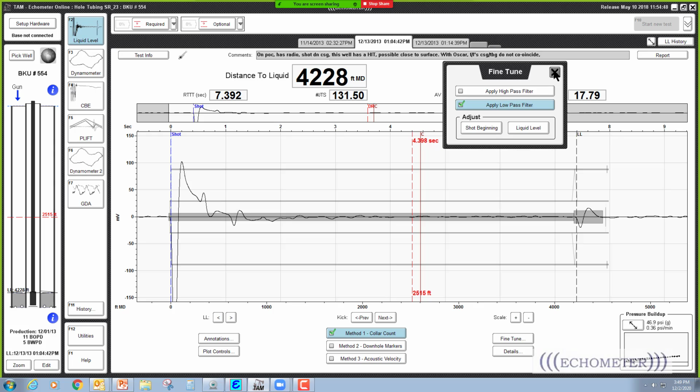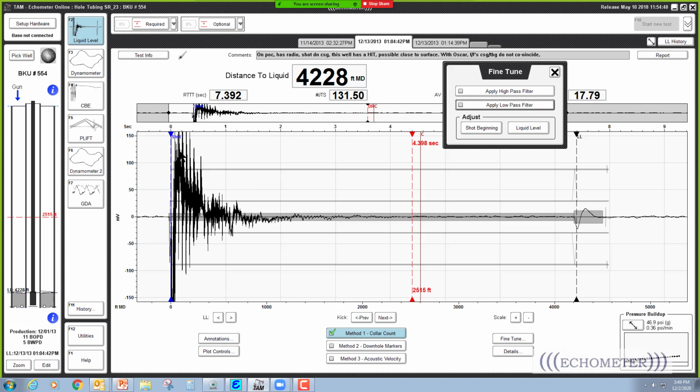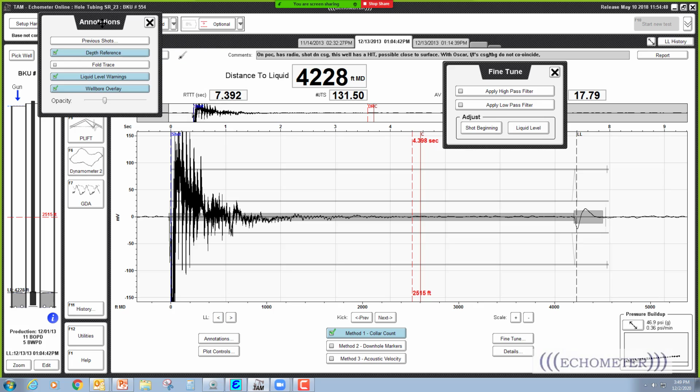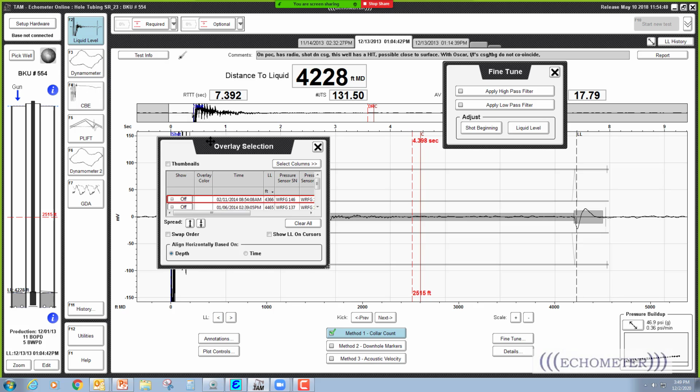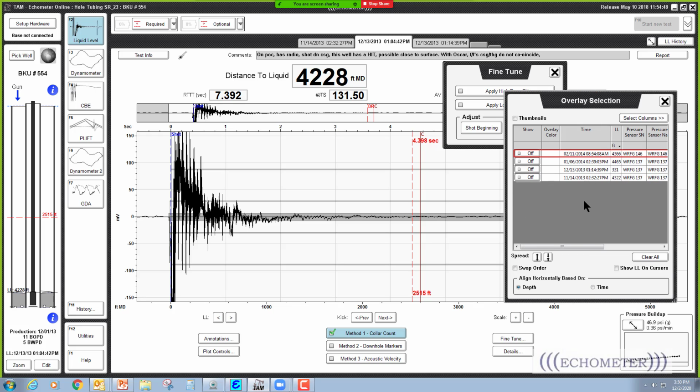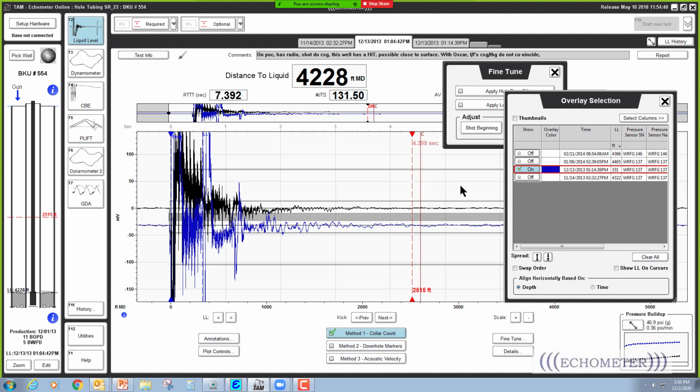Now let's go back and turn the low pass filter back off, and I want to compare this kick right here, this acoustic trace, to the acoustic trace that was shot down the tubing. If I go to annotations and say previous shot, the previous shot was at 114. I click on previous shot, and that brings up this table of data, and I want to compare the two shots. If I go to the one that says 114 and click right here, it's going to overlay these two traces, and I want them to be exactly overlaid.